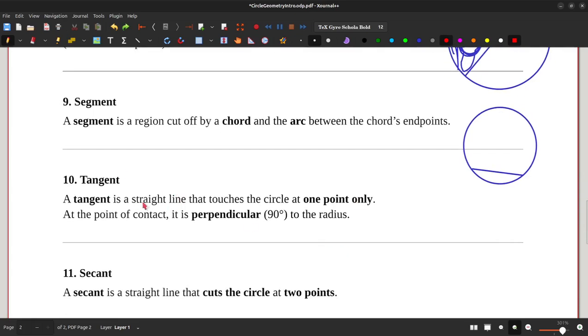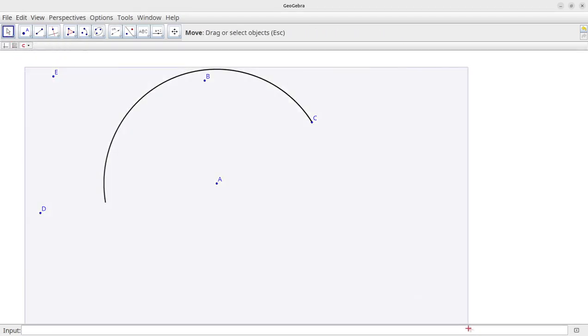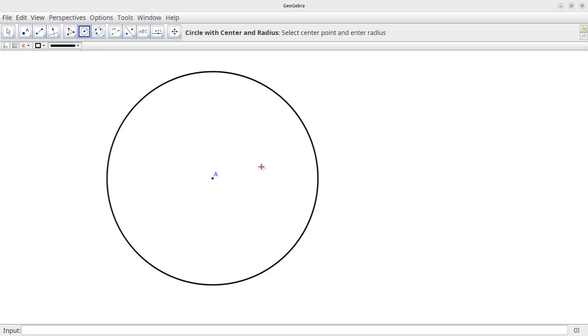Now a tangent is a straight line that touches the circle at one point only. I think we should go to GeoGebra for this one to try to illustrate. Let's try to draw a circle. This is our circle. And then let's draw this line.